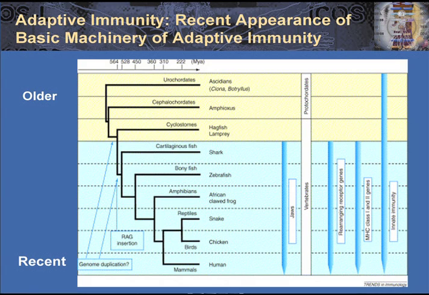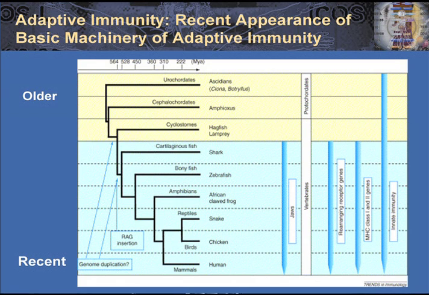And what does the adaptive immune system require? Well, it requires the capacity to rearrange germline elements into these complex antigen receptors that are called B cell receptors, or BCR, and T cell receptors. And we can see right at the bottom that you need a recombinase activating gene.